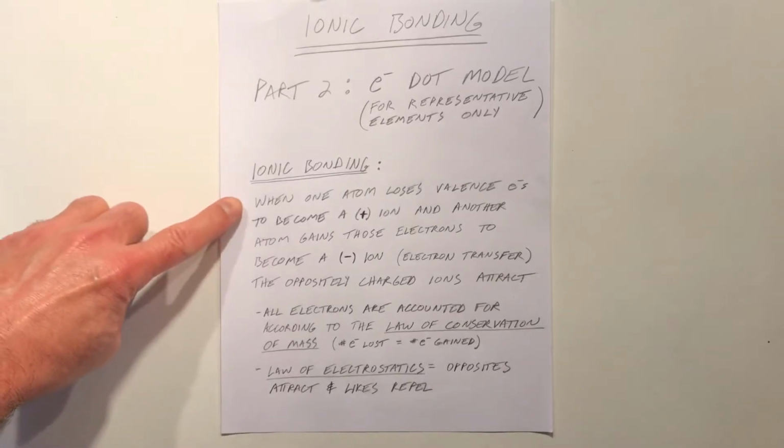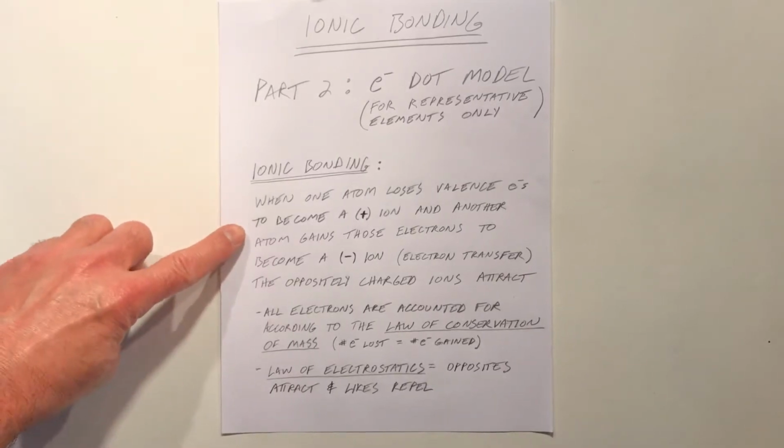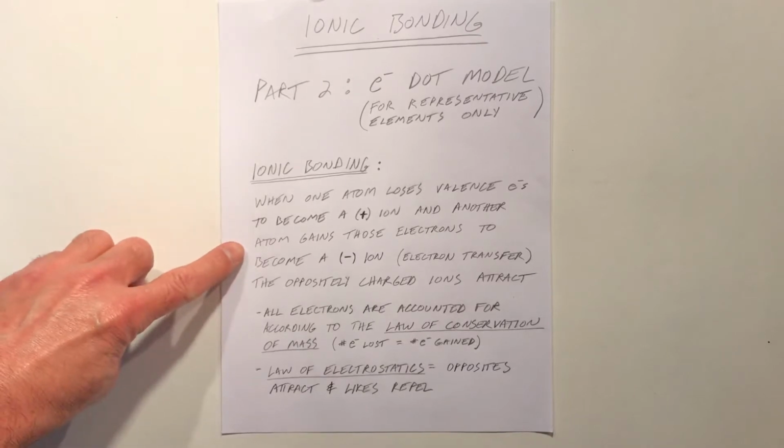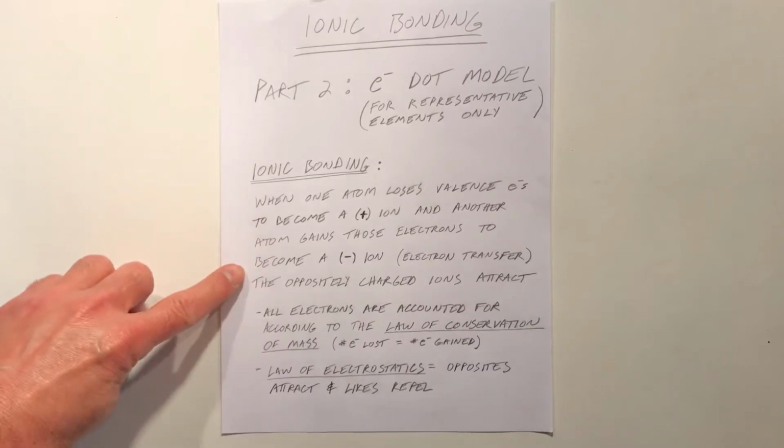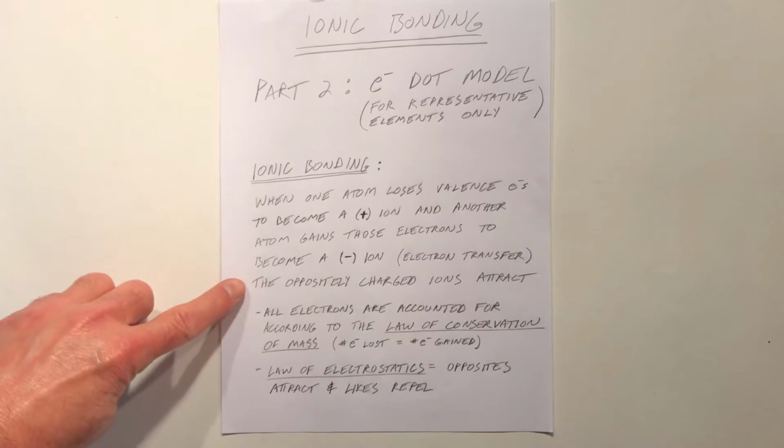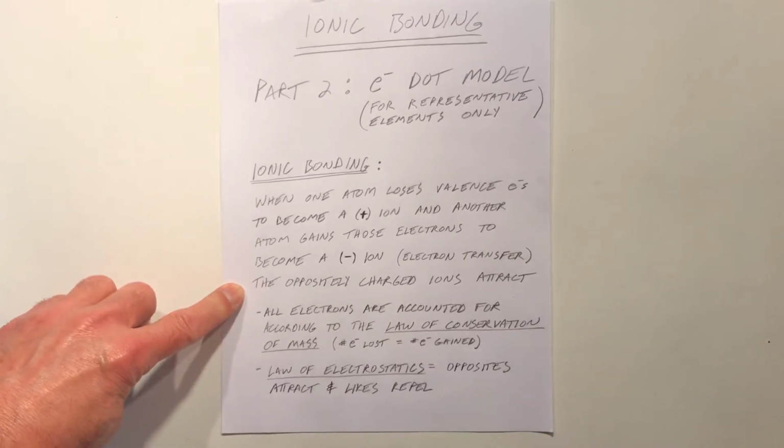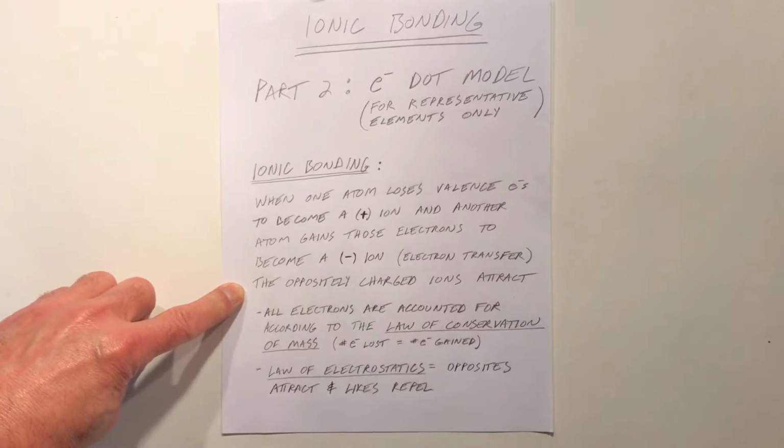Ionic bonding is when one atom loses valence electrons to become a positive ion and another atom gains those same valence electrons to become a negative ion. That's electron transfer. The oppositely charged ions that are created then attract each other, and that's known as an ionic bond.